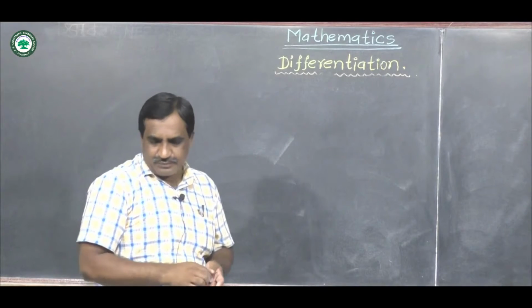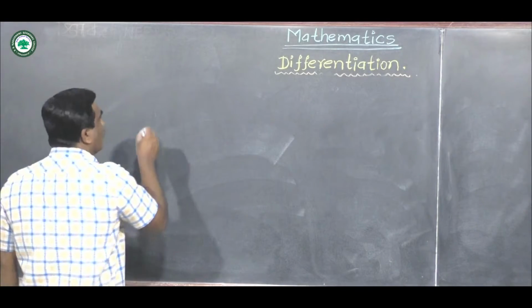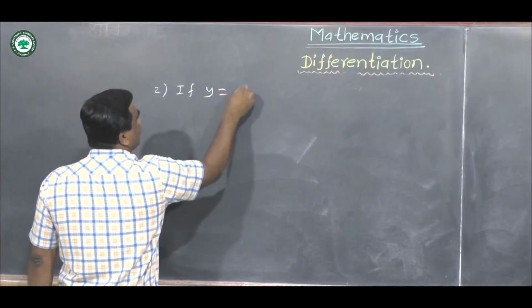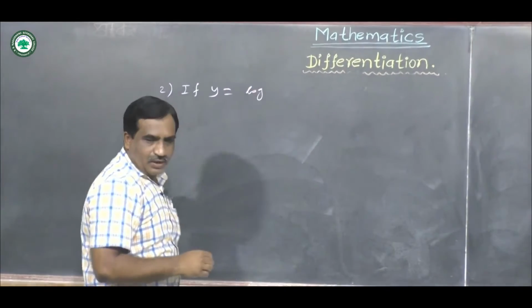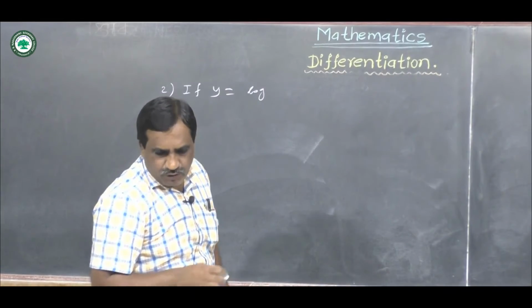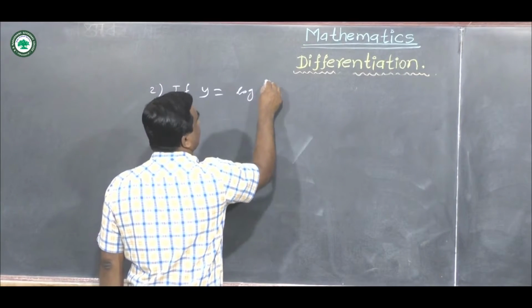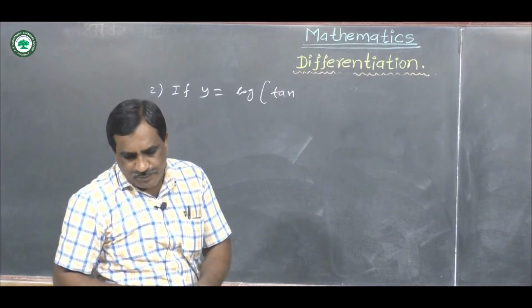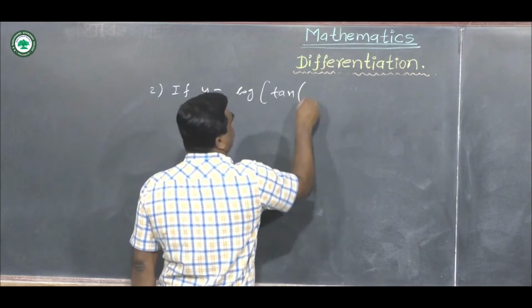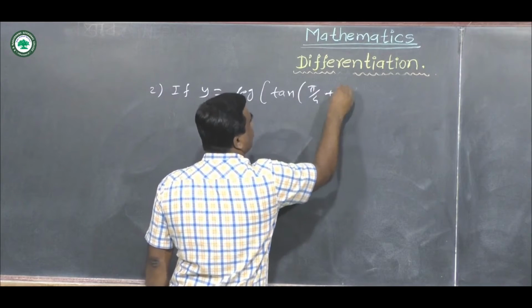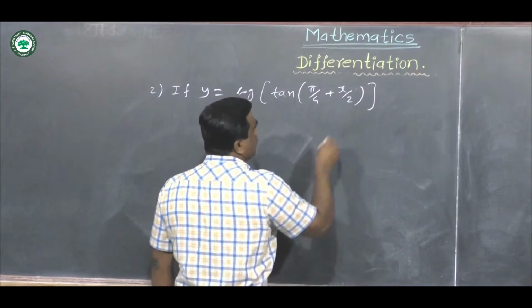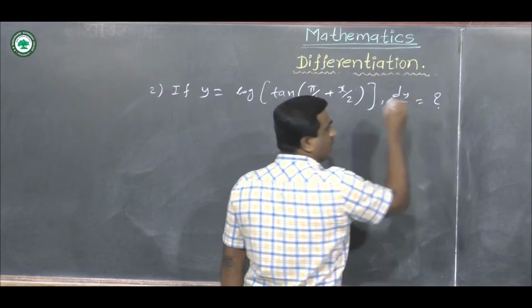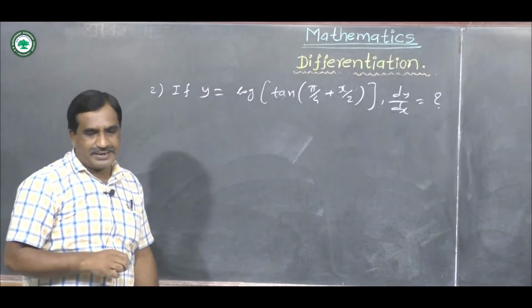Now next example number 2. If y equal to log of tan of pi by 4 plus x by 2, then dy by dx equal to question mark. We have to find value of dy by dx.